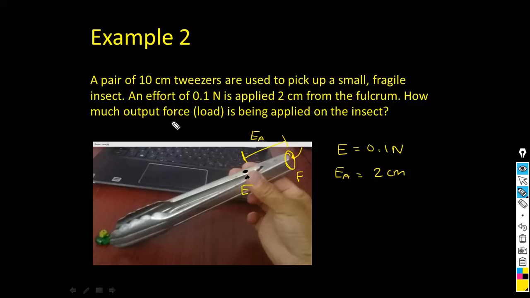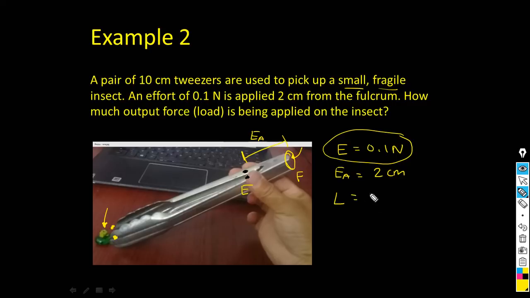How much output force or load is being applied on the insect? So when I apply this effort of 0.1 newtons right here at this point, what's going to happen over here where the load or the output force is going to be applied on the insect? Remember that the insect is very fragile, it's very small, so we cannot apply a lot of force on this thing. We need less force than the one we are applying. We're applying this much force, and let's see how much force is coming out of this point in the tweezers. Okay, so how do we find that?